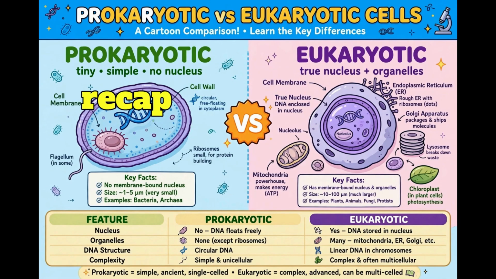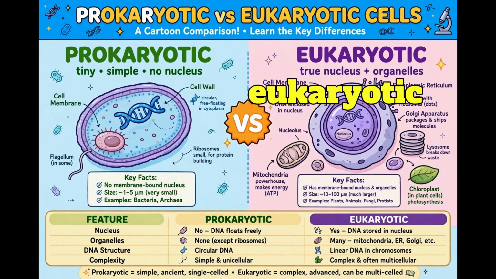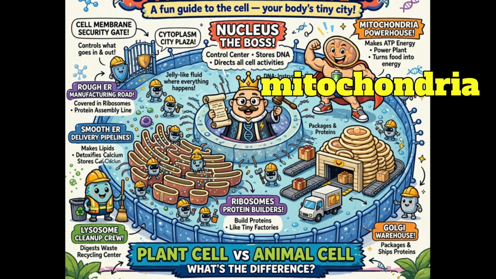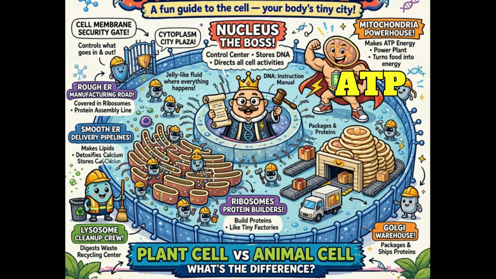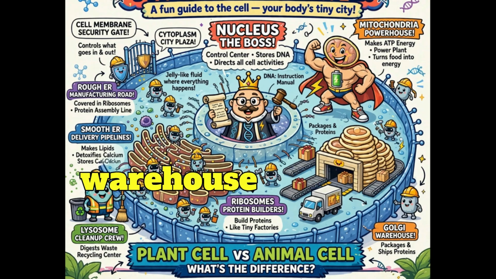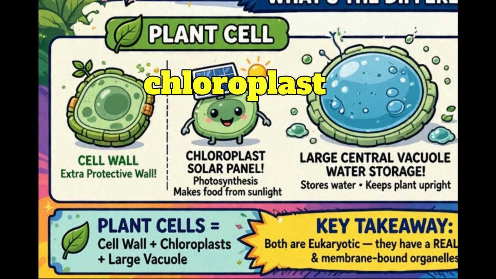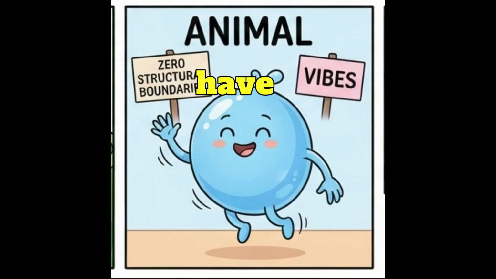Alright, here's the recap. Prokaryotic cells are tiny, simple, with no nucleus. Eukaryotic cells actually have a true nucleus and specialized organelles. Organelles are inside a eukaryotic cell. The nucleus is the boss, the mitochondria is the powerhouse pumping out ATP, and the Golgi apparatus is basically a warehouse packaging protein. Plant cells get a rigid cell wall and solar power chloroplasts, while animal cells have zero structural boundary and rely on pure vibes.